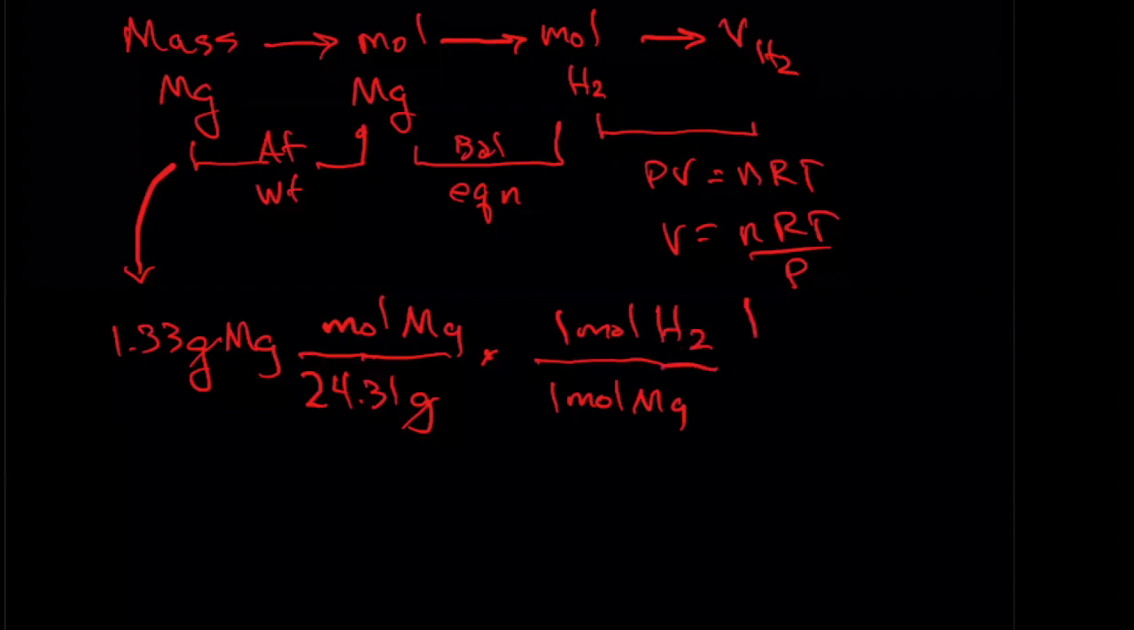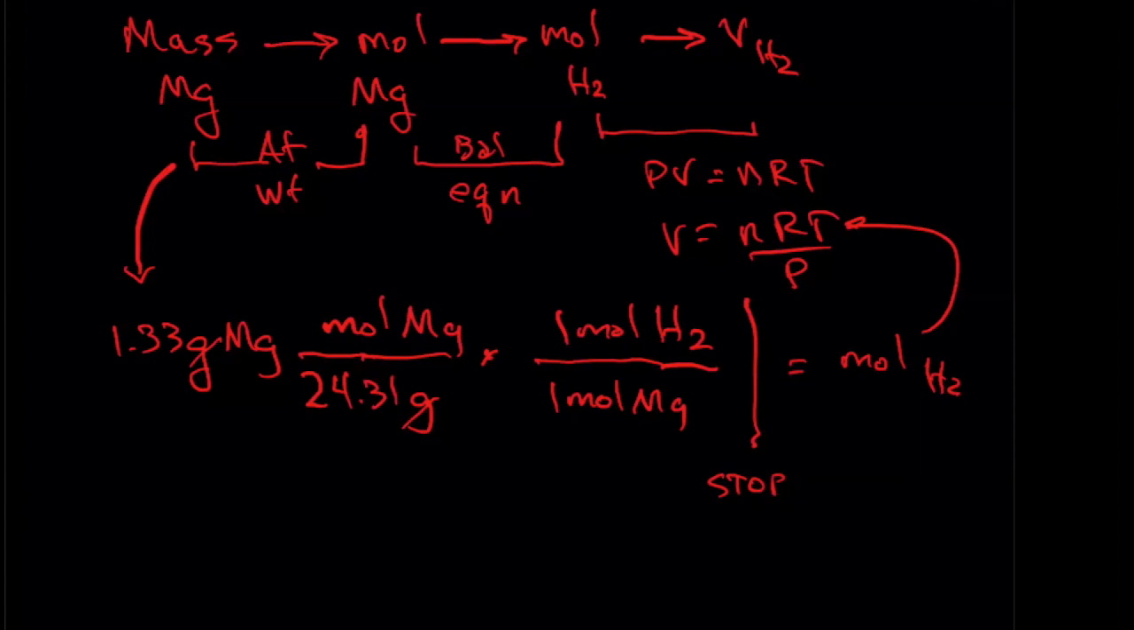Then we stop there. And the reason why we need to stop there is because we can't do this in a chain calculation. We actually can, but it's going to be more involved. We're just going to calculate the moles of hydrogen here, and then we're just going to plug it in there. We're going from dimensional analysis to algebra. Okay, so if we do this calculation, let me get my calculator real quick. What we have is 1.33 divided by 24.31, and that's 5.47 times 10 to the minus 2 moles of hydrogen.